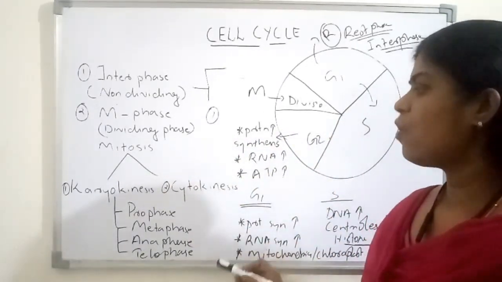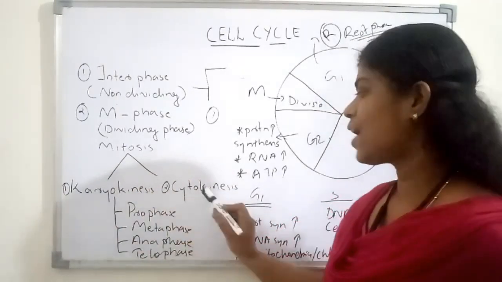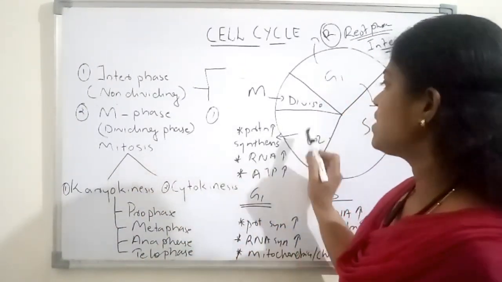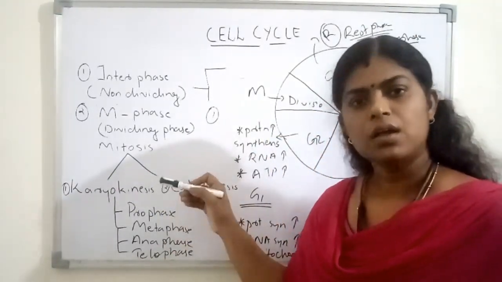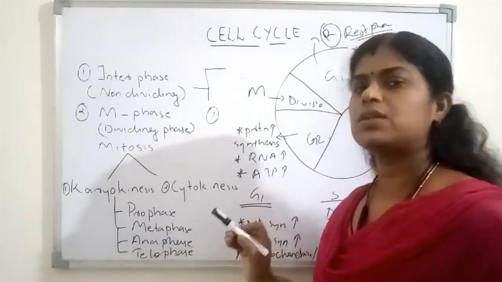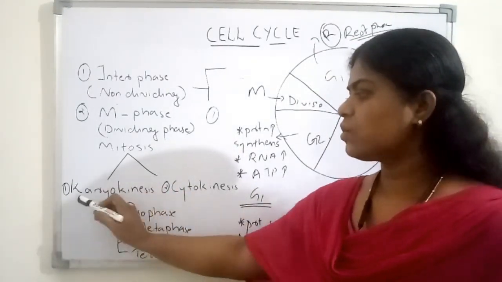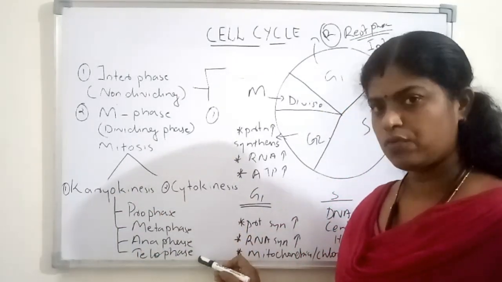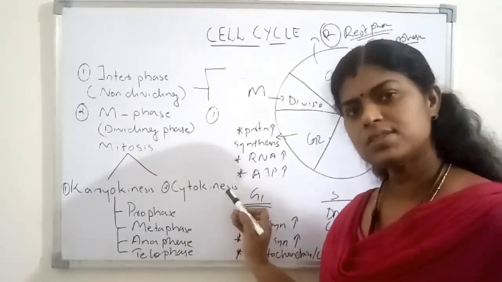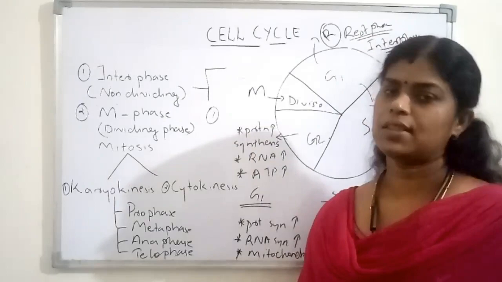As I have told you before, the M phase or mitotic phase has karyokinesis and cytokinesis. Means when a cell is undergoing the M phase, firstly it undergoes the nuclear division and then the cytoplasm division. Karyokinesis or the nuclear division has prophase, metaphase, anaphase and telophase, and afterwards it undergoes cytokinesis. And the M phase we are going to discuss in the next class.